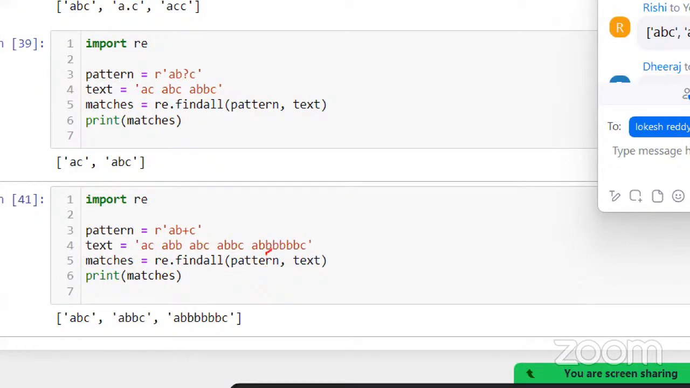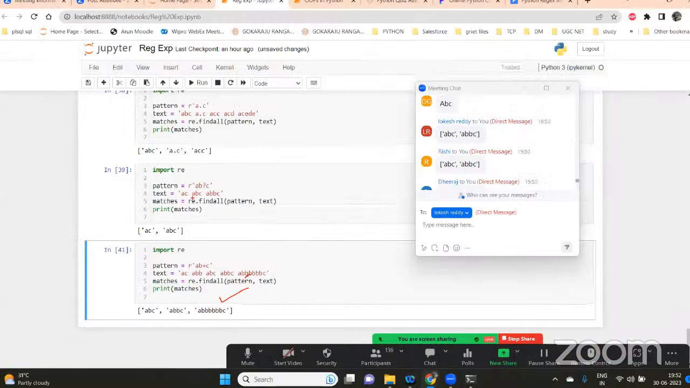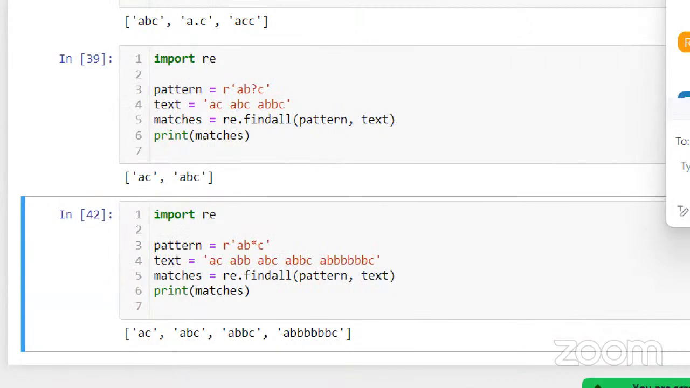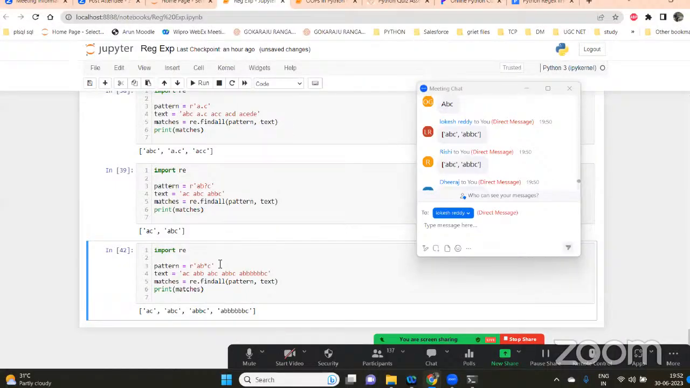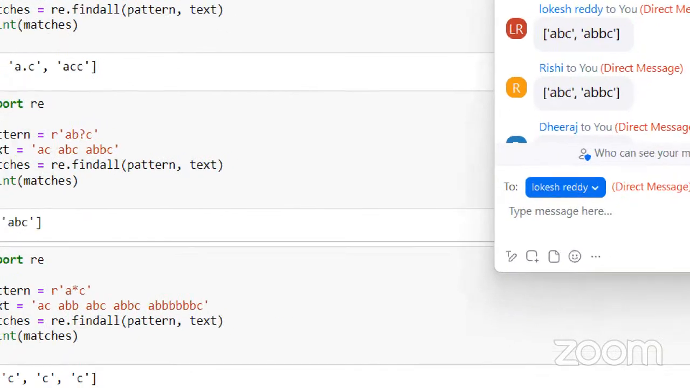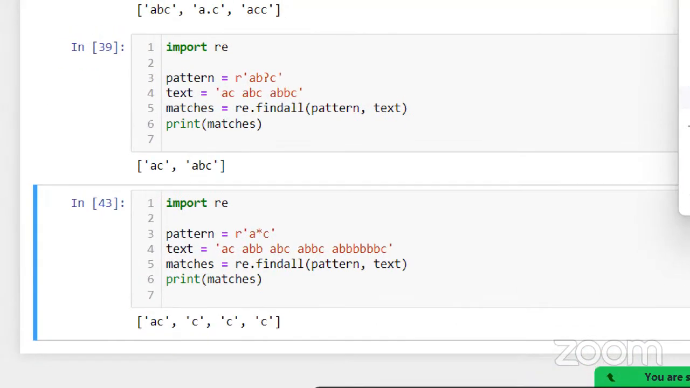So you can see, no matter how many times it appears, it's still valid. But here in this case, it is not valid. What about star? If I put star, guys, there is no meaning here, right? Let me put AC. Yeah. So now I change this to A star C.